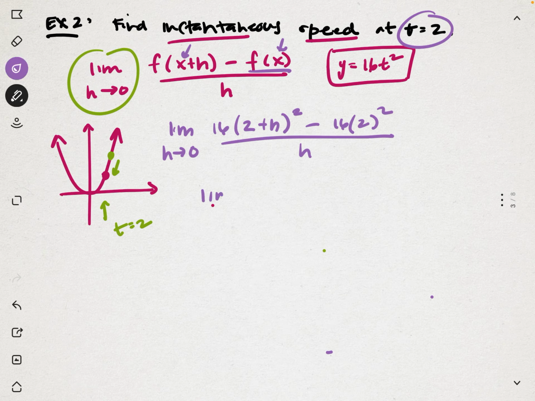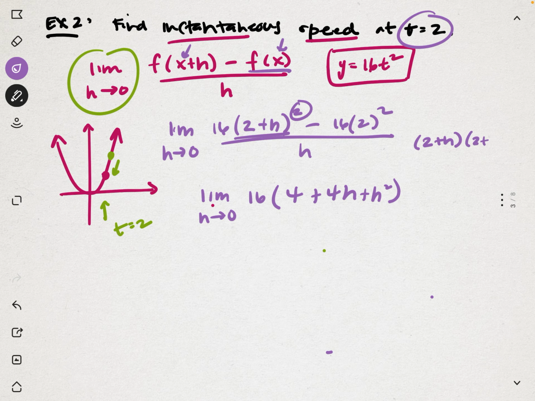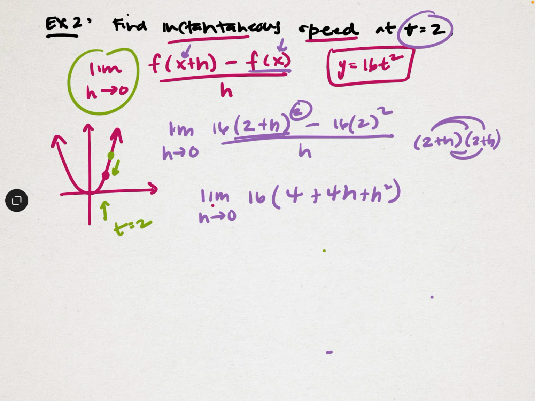So we have the limit as h approaches 0. We're going to square this thing, so 2 plus h squared. I'm going to go through it really quickly because I'm going to assume that we know how to algebra. So 2 times 2 is 4. 2 times h is 2h. h times 2 is 2h. So we have 4h, and then we have our h squared. That's the same thing as if we just did 2 plus h times 2 plus h and distributed, so we skip that step because we assume people can algebra.